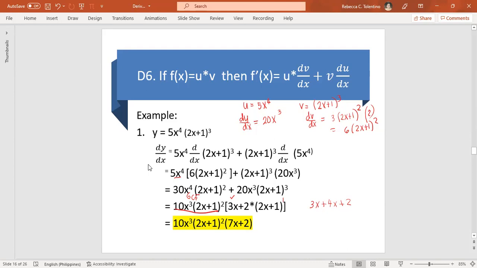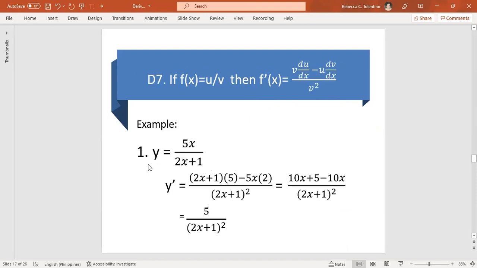After which you do the addition and subtraction for any similar terms. Okay, but of course, it's simpler to factor out if it looks something like this because we can see that there are common factors. Okay.